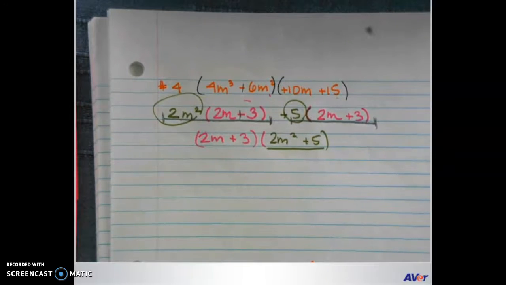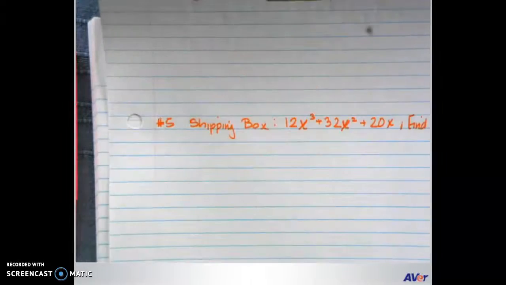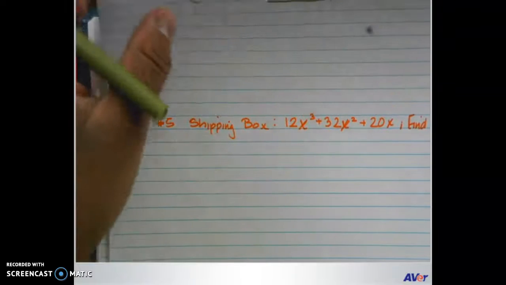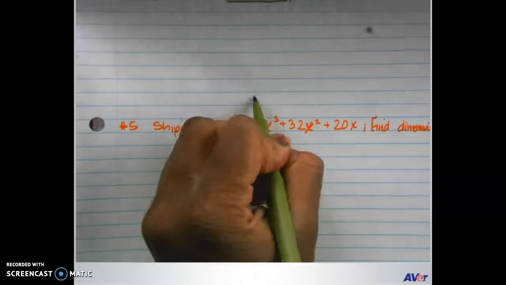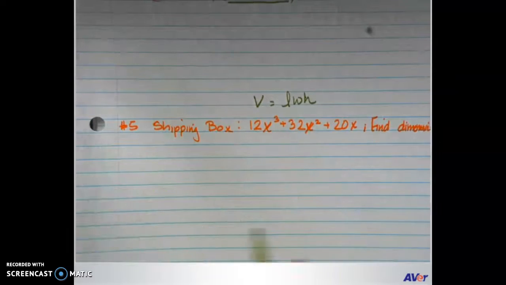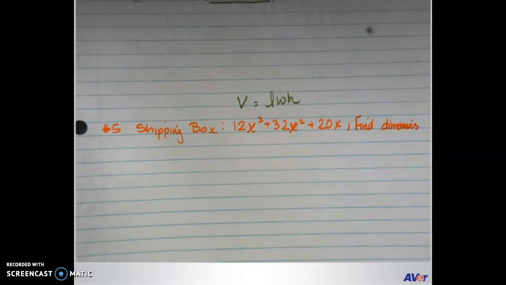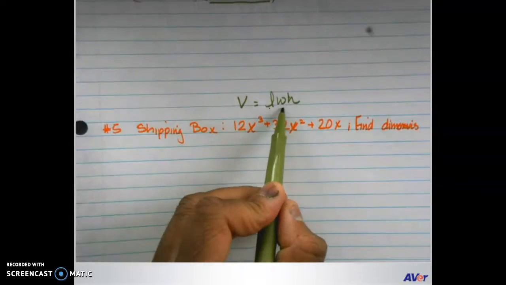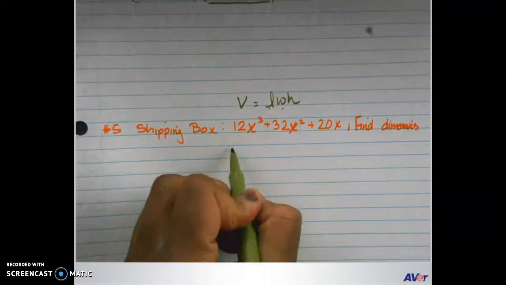Okay, number 5. Some folks see a word problem and they start freaking out automatically. It's not that bad, I promise you. So it was a shipping box, and it had a volume of this, and volume is equal to length times width times height. And they want me to find the dimensions of this. That's their goal, is for me to find the dimensions. So I'm going to break this down likely into 1, 2, 3 factors so that I can see which one's length, width, and height. So I'm going to factor 12.